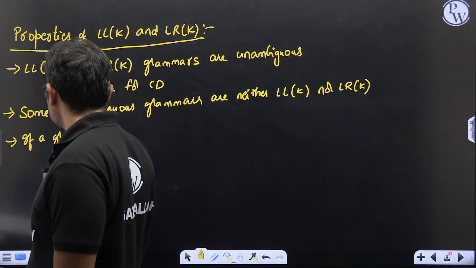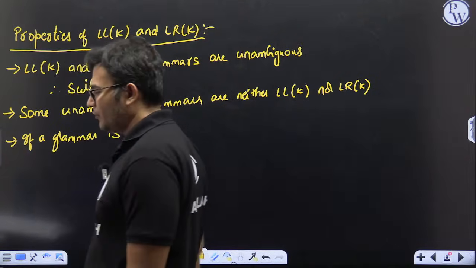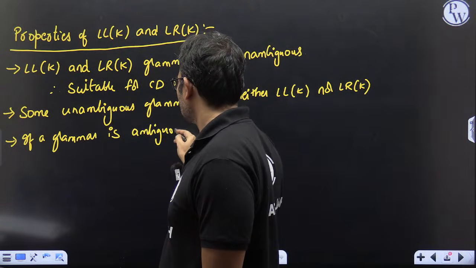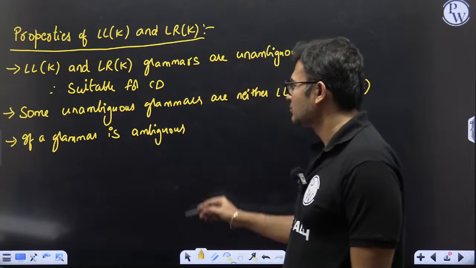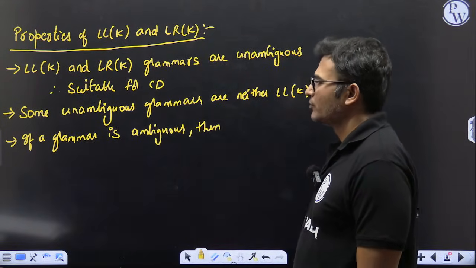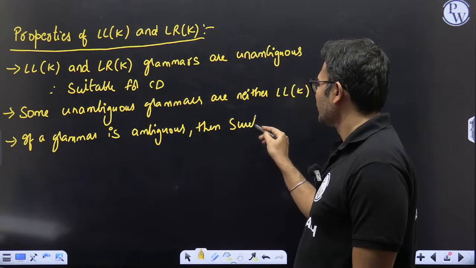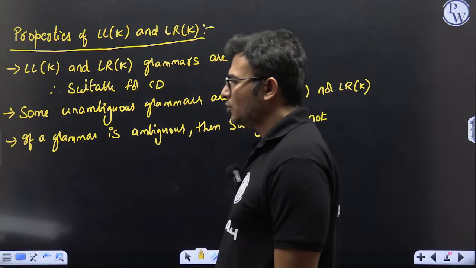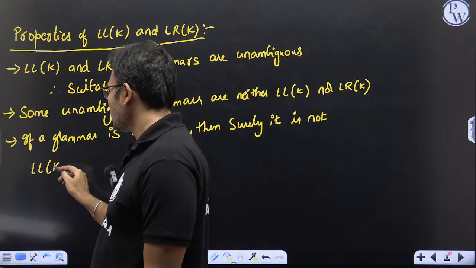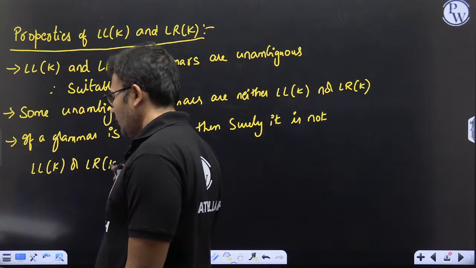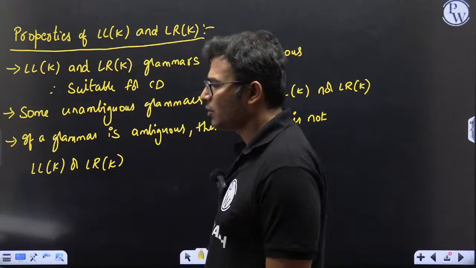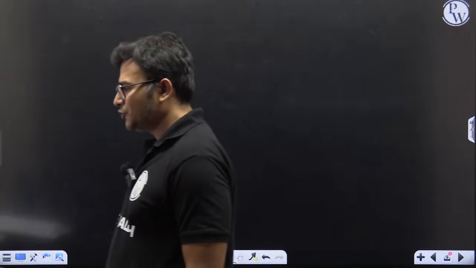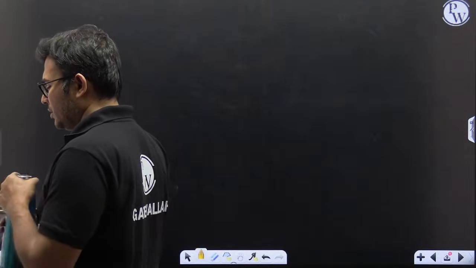If a grammar is ambiguous, then surely it is not LLK or LRK.